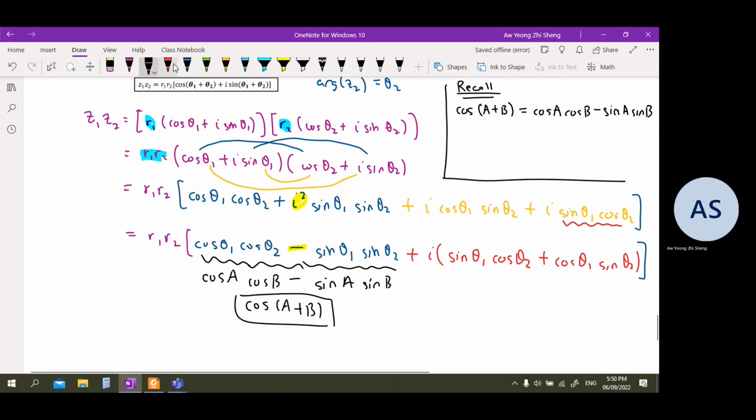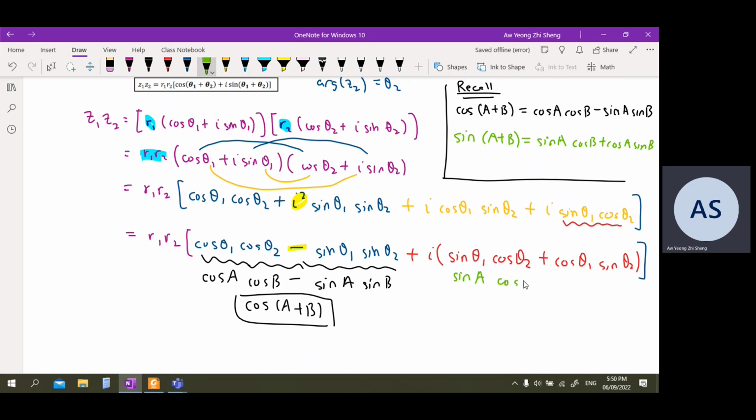Then also recall that sine of A plus B is sine A cos B plus cos A sine B. If you look at your red colored terms in bracket, they do have the form sine A cos B plus cos A sine B. Which means if you apply the trig identity in reverse direction, it will just be simplified to sine of A plus B.